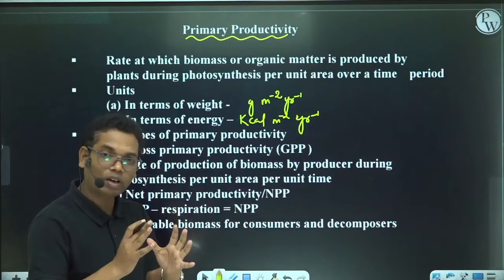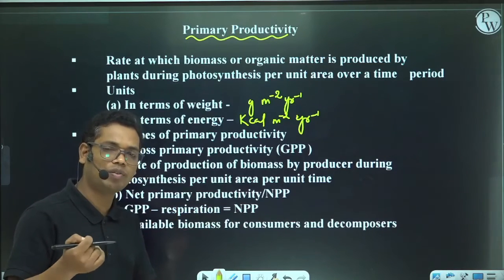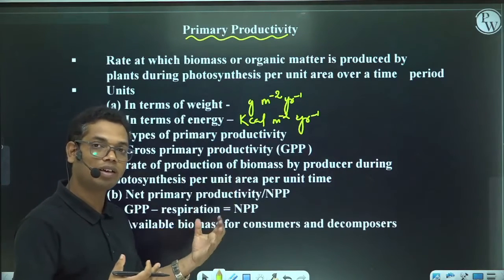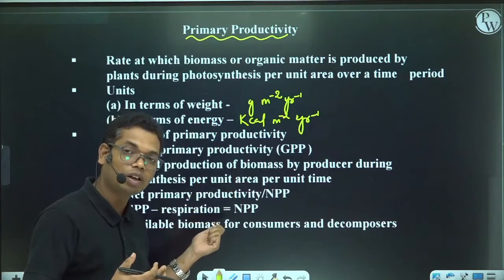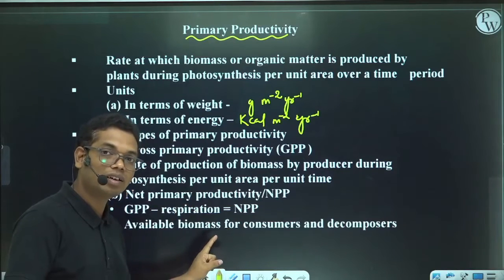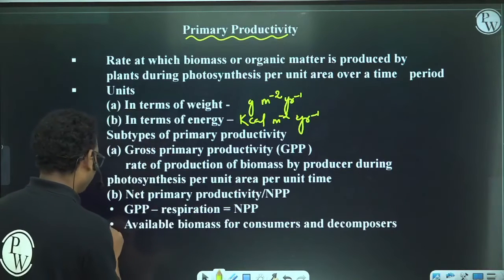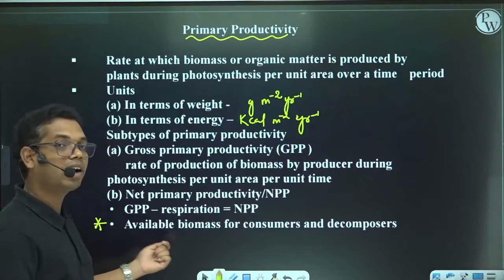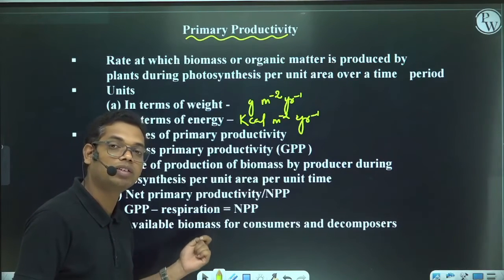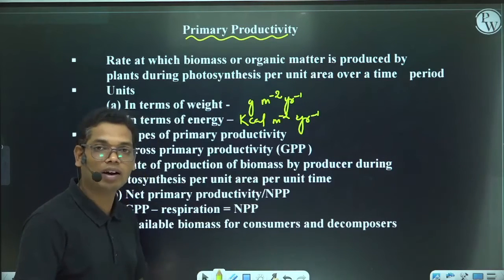Productivity is the rate of biomass production by plants. If the productivity is due to plants, I will call that primary productivity. The biomass synthesized is called GPP, and after respiration, the left part is called NPP. This NPP is available to the consumers and the decomposers, not GPP. This is a very, very important point. You will be asked which of the following is available to the decomposers: GPP, NPP, both. No, it is NPP, not GPP. Some part of the GPP will be used by the plants.